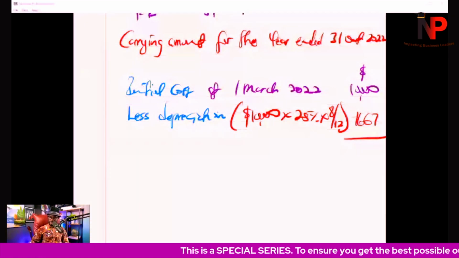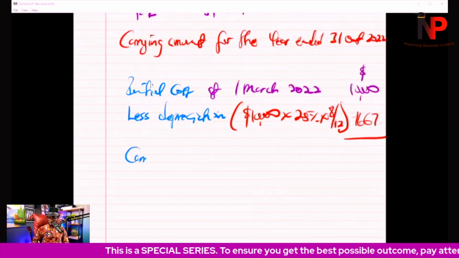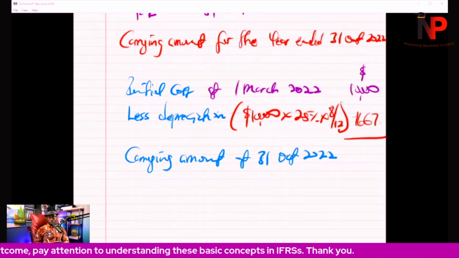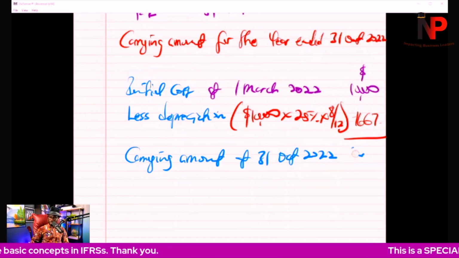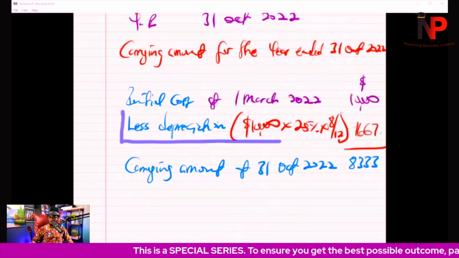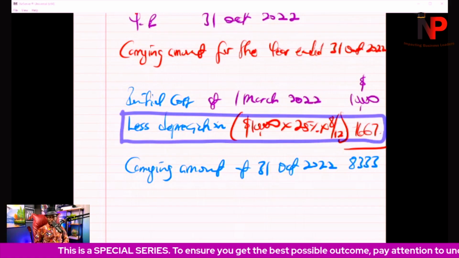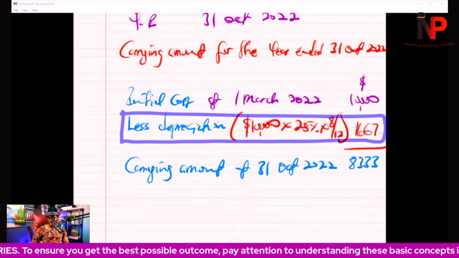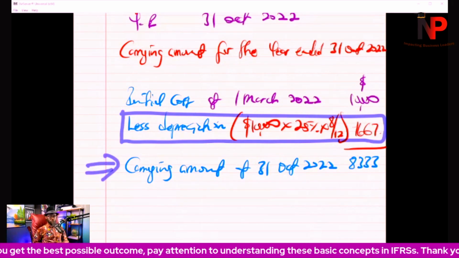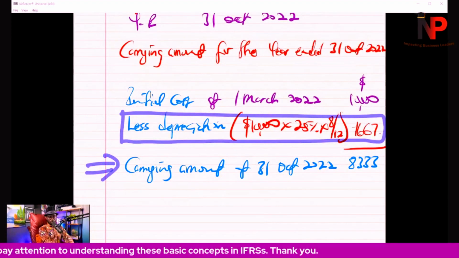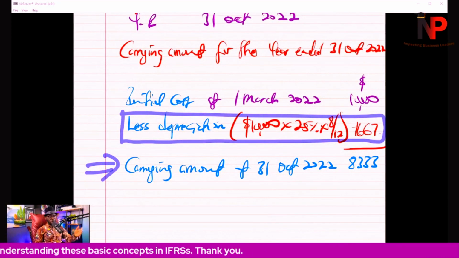And so we less that, and that gives us the carrying amount at the reporting date at 31st October 2022. So 10,000 minus 1667 is 8333. So in year one, that is the year ended 31st October, this is the amount that will go to the statement of profit or loss, and this figure, the carrying amount, will go under property, plant and equipment, non-current assets on the face of the statement of financial position.